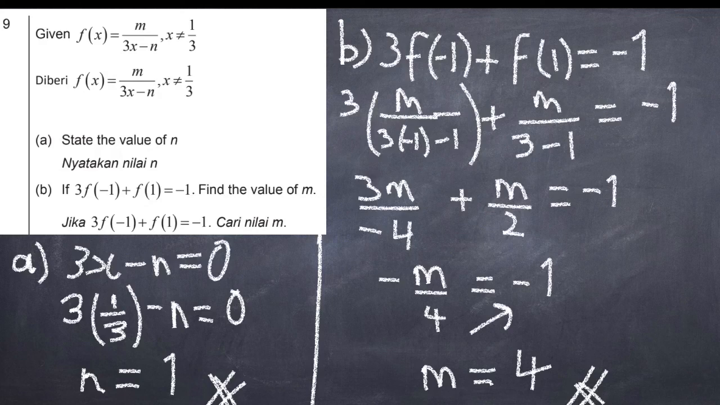Alright, you can use your calculator. Negative 3 over 4 plus 1 over 2 will give you negative 1 over 4. You simplify, so you get negative m over 4 there, equals to negative 1. So you can find the value, you cross multiply, cancel the negative, so m will be equal to 4.